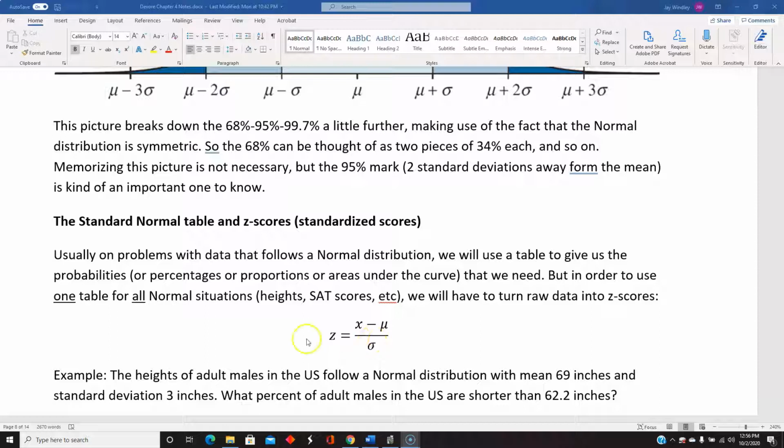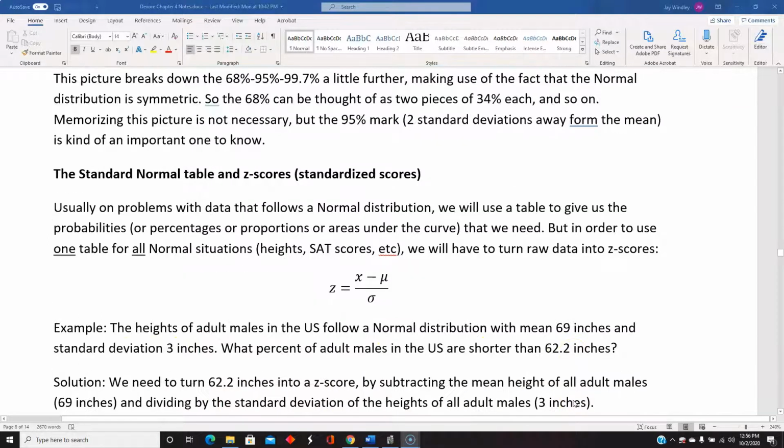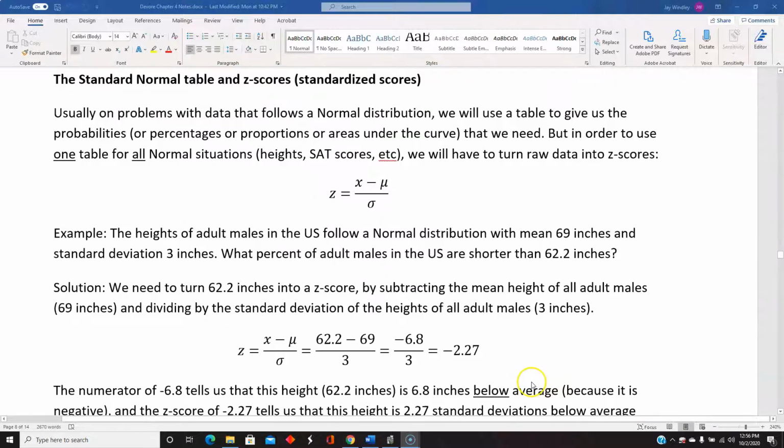So here's an example. Heights of adult males in the U.S. follow a normal distribution with a mean of 69 inches and a standard deviation of 3 inches. What percent of adult males in the U.S. are shorter than 62.2 inches? So the first thing we need to do is turn the 62.2 inches into a z-score by subtracting the mean and dividing by the standard deviation.